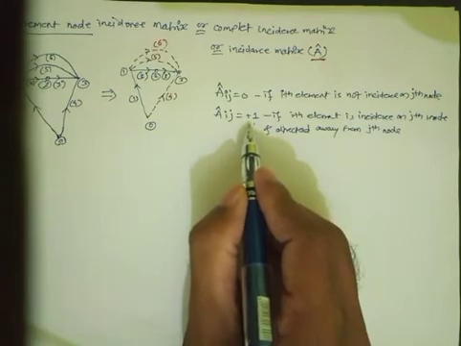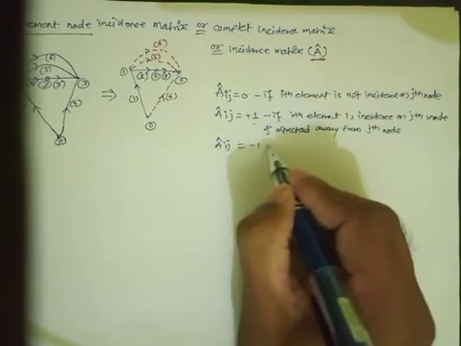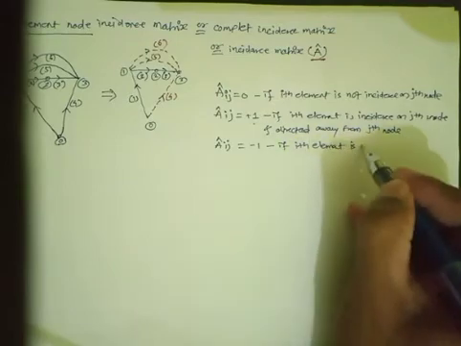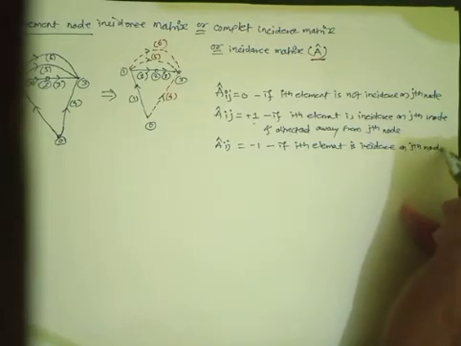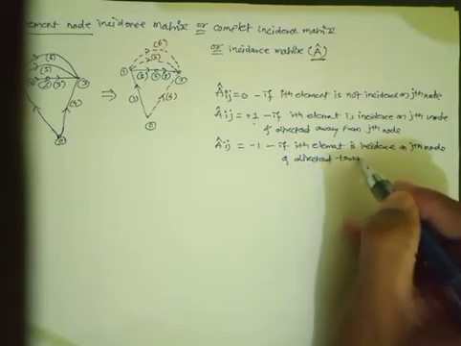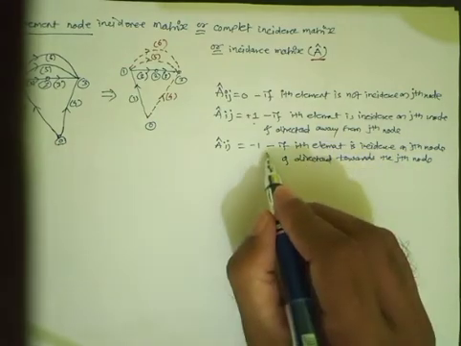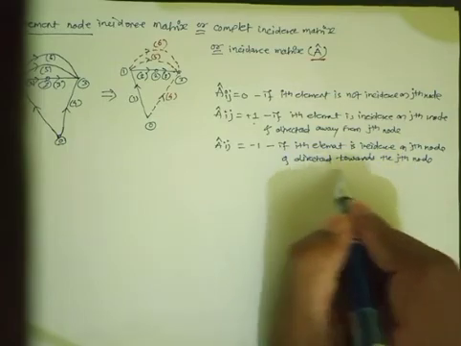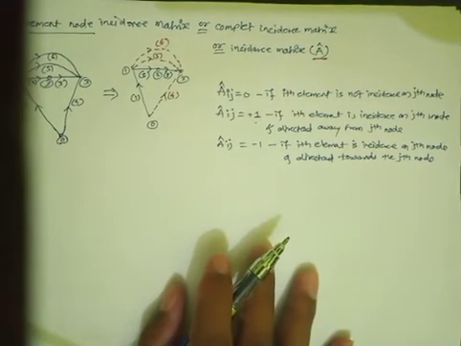Okay, so in that case we will consider plus 1, and a_ij is equal to minus 1 if again the same ith element is incident on the jth node and it is directed towards the jth node. Okay, so it will be minus 1 if the element is incident on the jth node and directed towards the jth node. Okay, so that we will discuss.